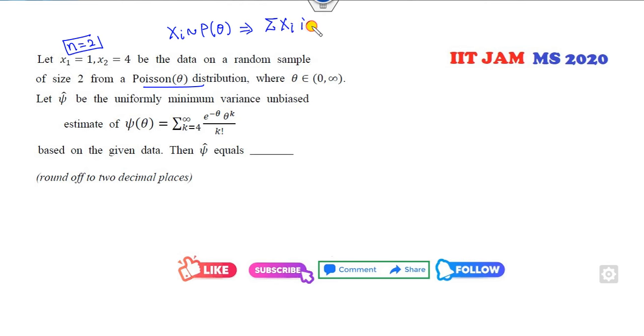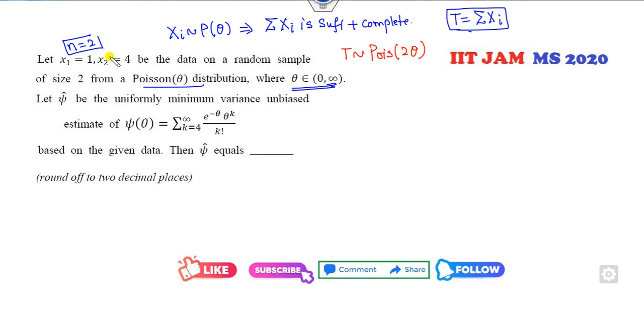Sum of xi is my sufficient, and again you can see the interval is given in the form of the open interval, so it's complete. So therefore T, the summation of xi, is my sufficient and complete statistic. So what is the distribution of T? It again follows a Poisson distribution with the parameter, because there are 2, so it's 2 theta. Fine.